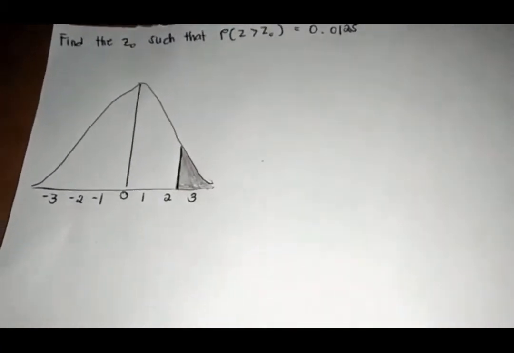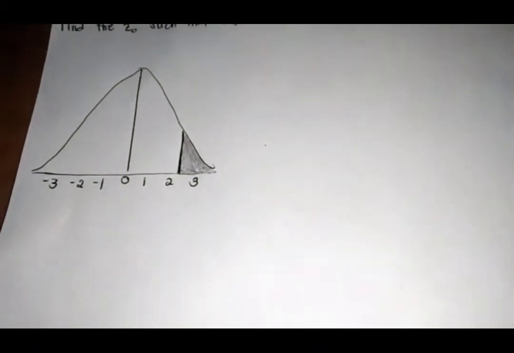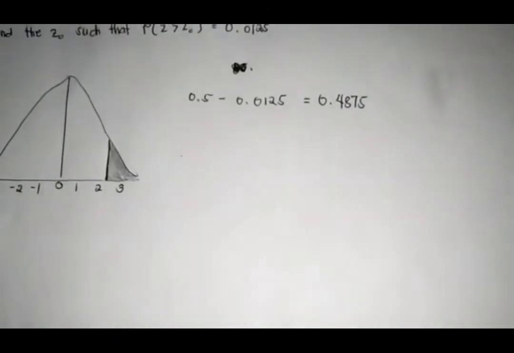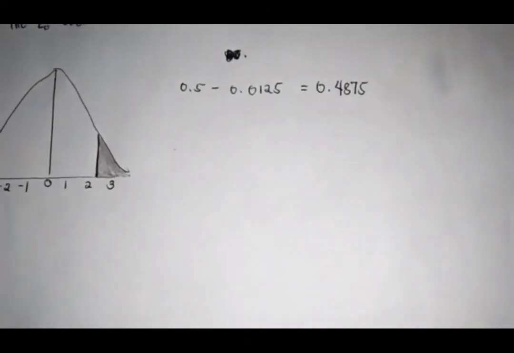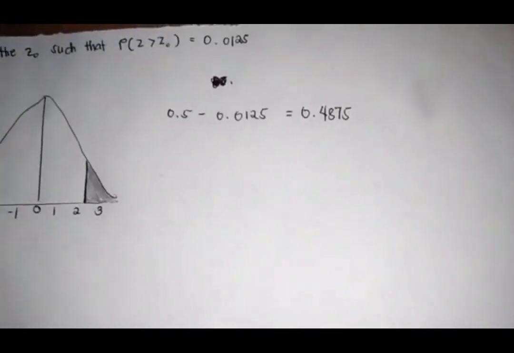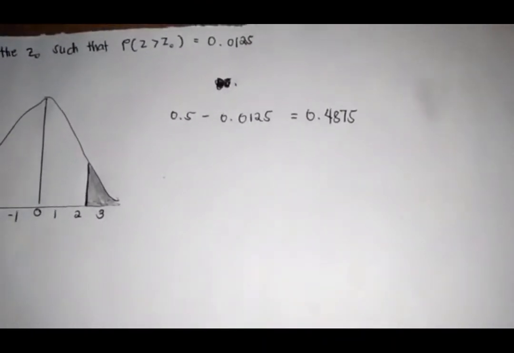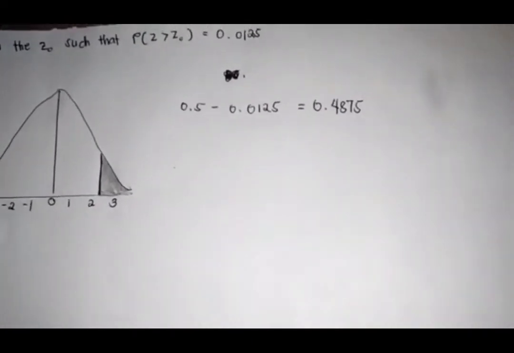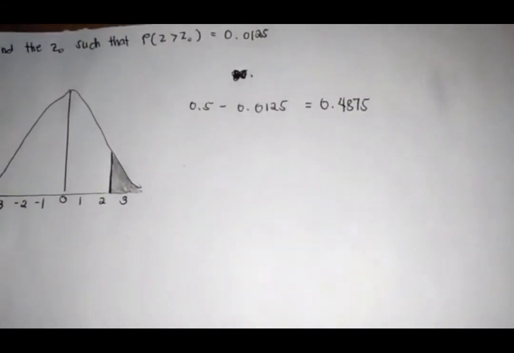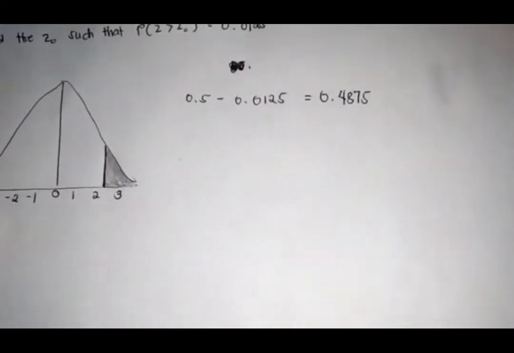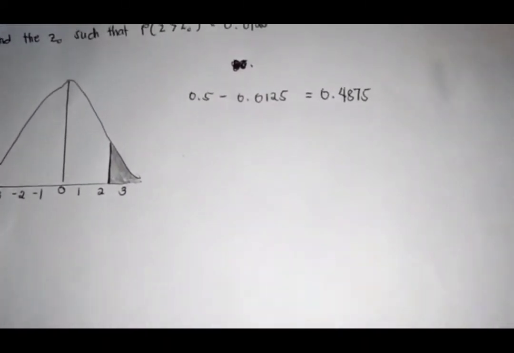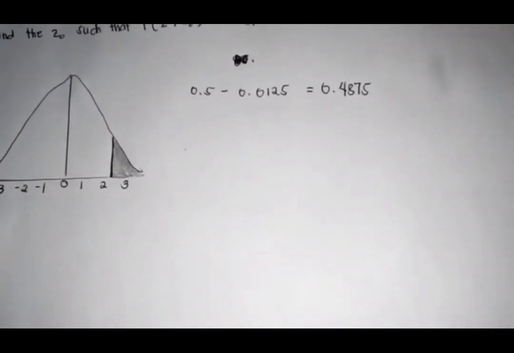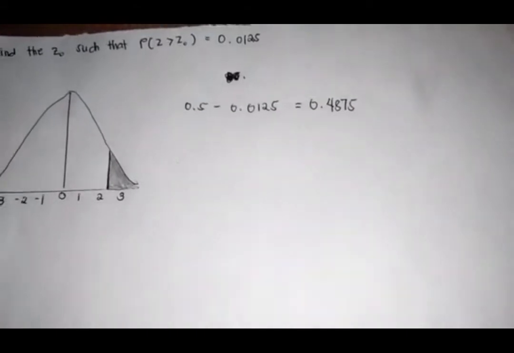Since the shaded area is on the extreme right, the area of 0.0125 must be subtracted from 0.5. So 0.5 minus 0.0125 is equal to 0.4875. So we will find the z-score. Look at the z-table for the z-score of 0.4875. You'll find it there: 2.24. The z-score of 0.4875 is 2.24.